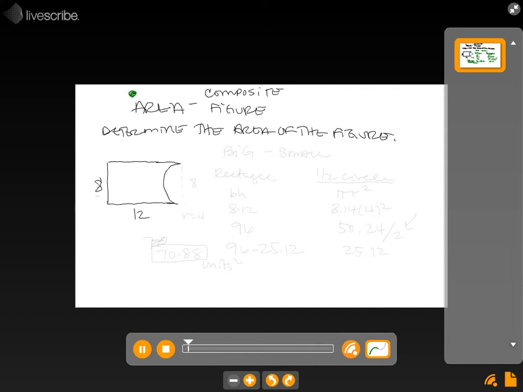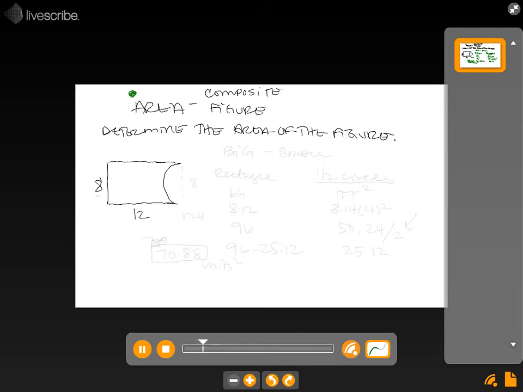Alright, this is another example of an area that's a composite figure, but it's a little different. It combines the idea of a shaded region and the idea of a composite figure. So our example here says to determine the area of the figure. And if we look at our figure, we have a figure with a piece taken out.